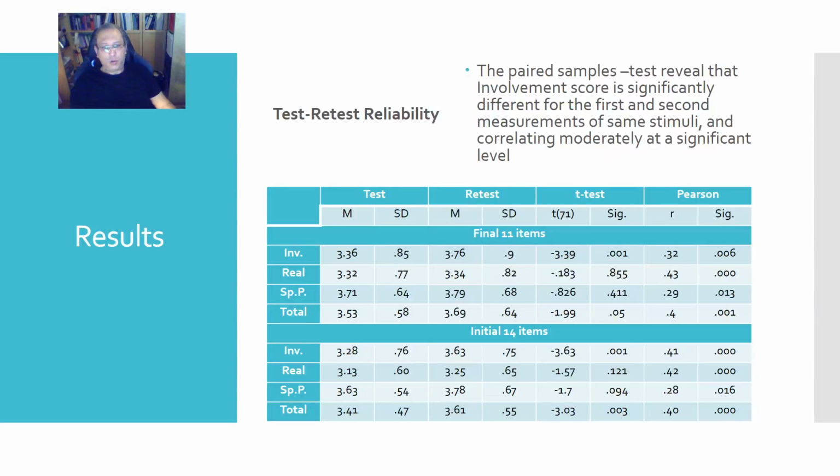And also, when we check out the paired sample t-test results, there was not a significant difference between the first and second evaluations for realism, spatial presence, and the overall scale. However, the involvement score has changed.